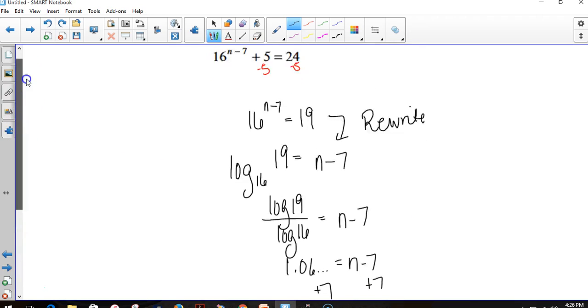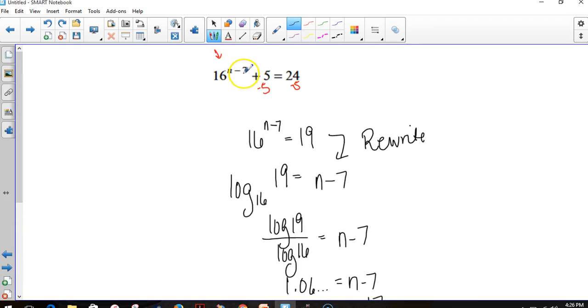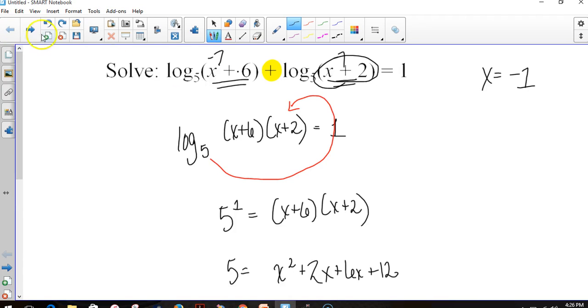I can go back up to the top, see if that is okay, and it looks like everything will be just fine. When you start with your exponential form, you tend not to generate any kind of extraneous solutions. It's only when you start off with log forms.